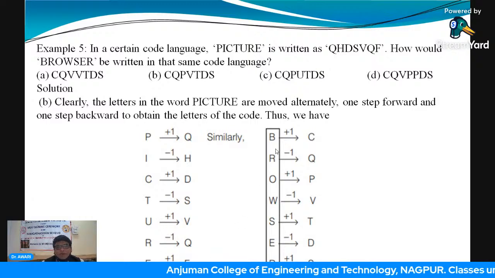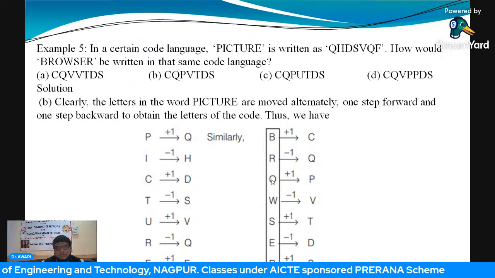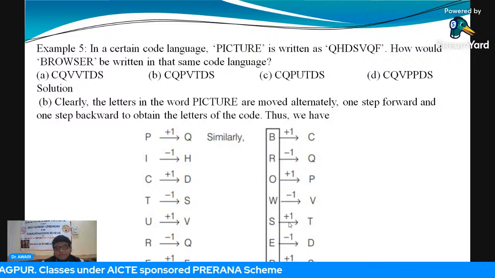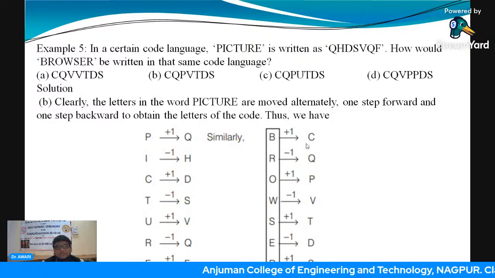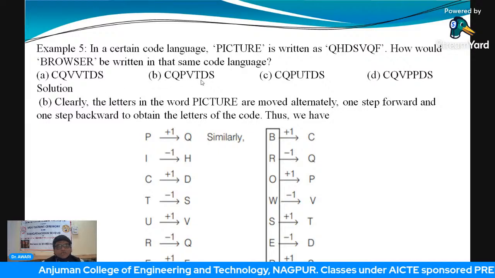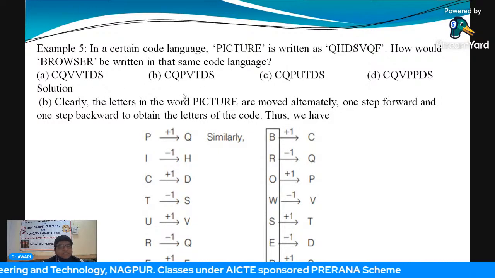So BROWSER will be written as B plus 1 is C, R minus 1 is Q, O plus 1 is P, then W minus 1 is V, then S plus 1 is T, E minus 1 is D, and R plus 1 is S. So what is the correct answer here? CQPVTDS. So answer B is the correct solution.